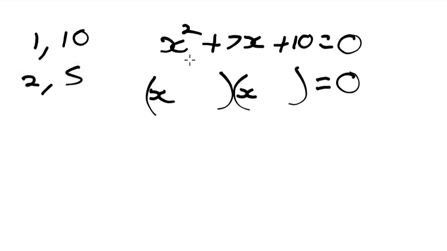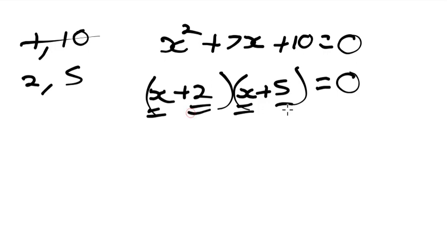The two that add together to make 7 are not 1 and 10, because they make 11. 2 plus 5 is 7, so let's go with x plus 2 times x plus 5, and we can check it by multiplying them out. X times x is x squared, x times 5 is 5x, 2 times x is 2x, 5x and 2x is 7x, 2 times 5 is 10, same thing, so it must be equal to 0 as well.